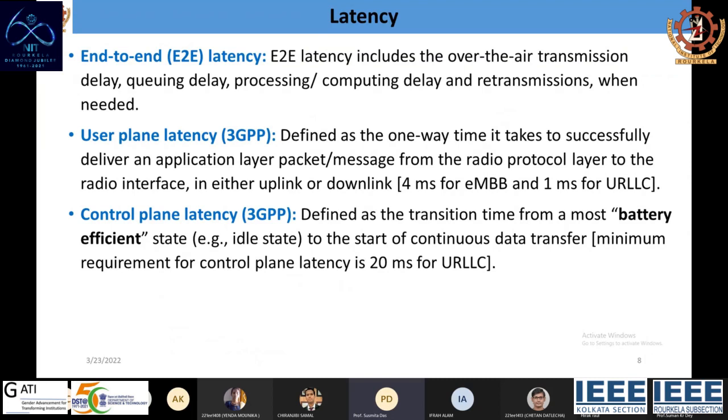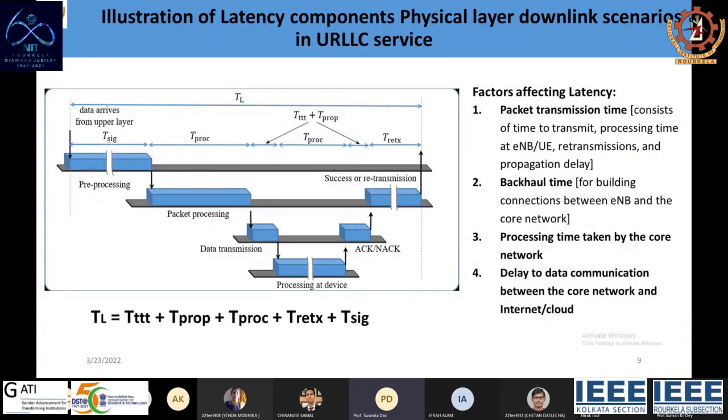Next, this is the illustration of latency components in the physical layer downlink scenario in URLLC service. I must say that URLLC is a service category which supports all latency sensitive services, as I have given examples in the previous slides. For these latency sensitive services, human perception or reaction time is in the order of tens of milliseconds, so the packet transmission time for mission critical applications needs to be in the order of tens to hundreds of microseconds, basically.